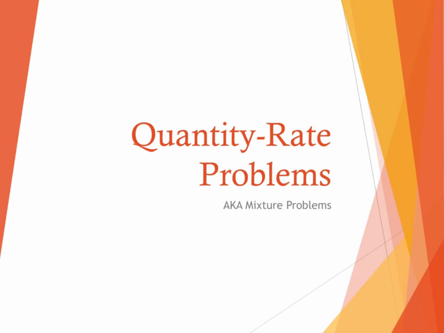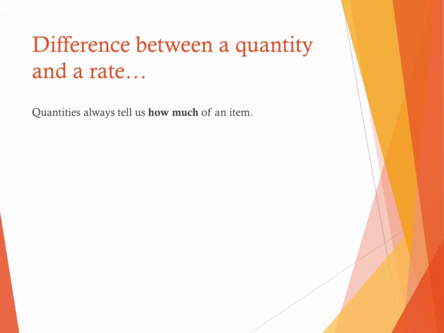In this lesson, we're going to go over some tips on how to solve quantity rate problems. These are also known as quantity value problems or mixture problems. The difference between a quantity and a rate is that a quantity is going to tell us how much of something that we have. How many number of gallons, number of dollars, number of pounds. If we're able to count the item, that's going to be a quantity.